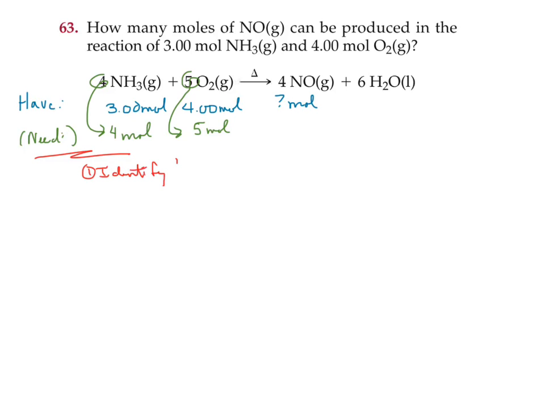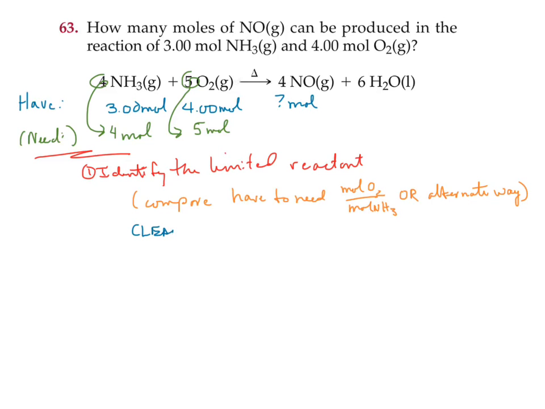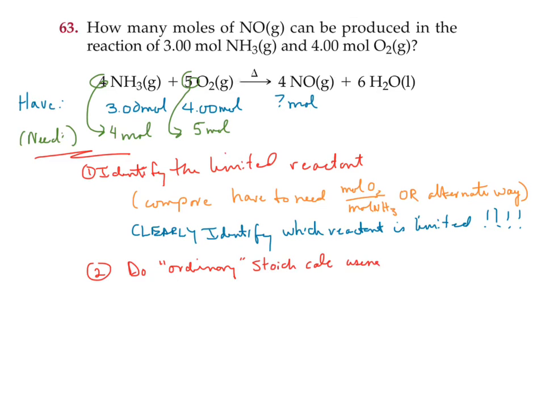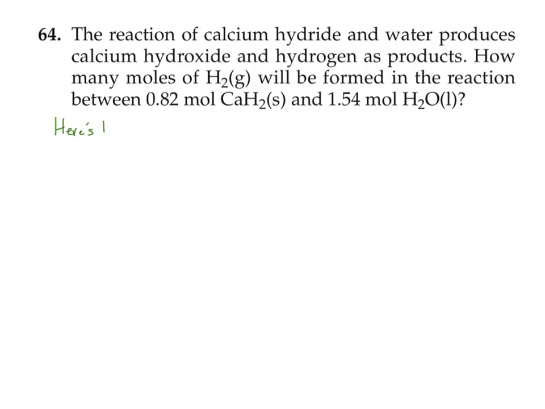So first you need to identify the limiting reactant, one of 3 ways. Like I've been doing the whole time, compare moles of O2 to moles of NH3, what you need versus what you have, or one of those other 2 alternate ways. But you need to clearly identify which of these 2, NH3 or O2, you're going to run out of first. Then to finish it up, do an ordinary stoichiometric calculation using the moles of the limiting reactant as your first term. Okay, that was all I need to say about that one.